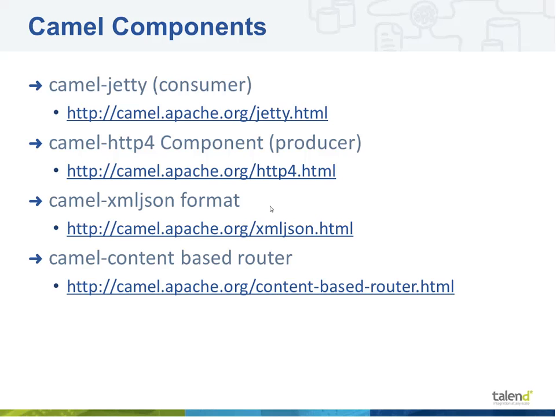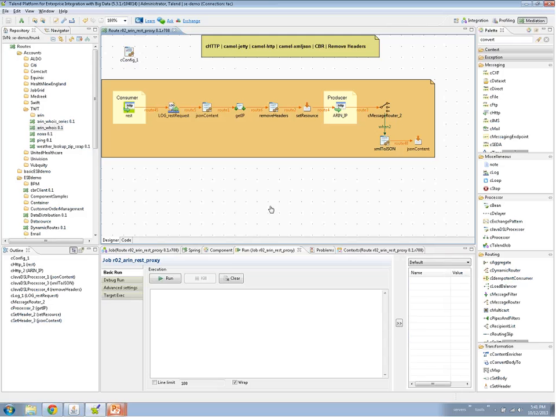When we get the final result back from ARIN, we are going to use the content-based router to conditionally route it based on the data format requested by the client browser. If the client browser requested JSON, we're going to route the return message to the Camel XML JSON data format to marshal from XML to JSON. So let's see that in action in the Camel Studio.